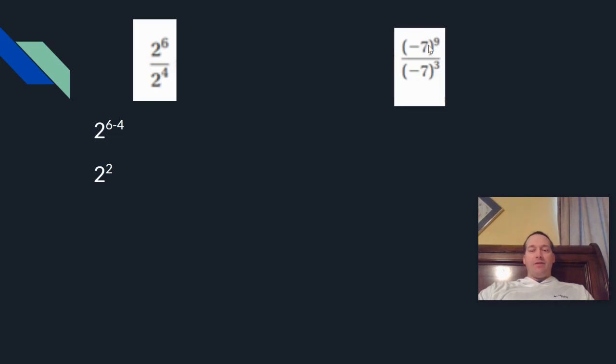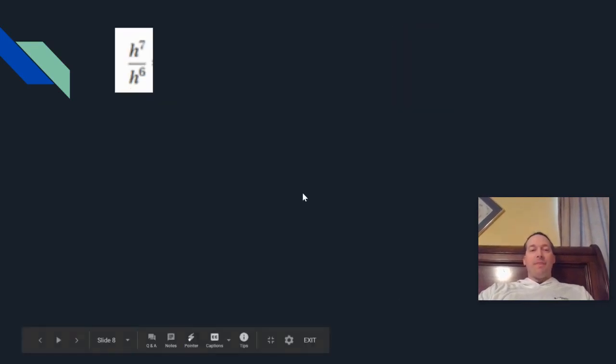So negative 7 to the 9th divided by negative 7 cubed. All right, so we're just going to subtract. So it's the base and then you're subtracting the exponents. 9 minus 3 is 6, so negative 7 to the 6th power. Now today we're writing everything as a power. We're not simplifying anything beyond this.